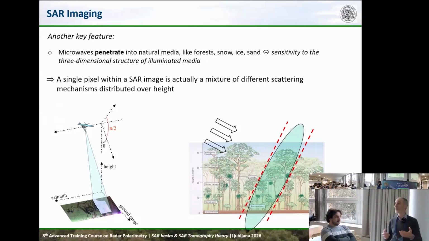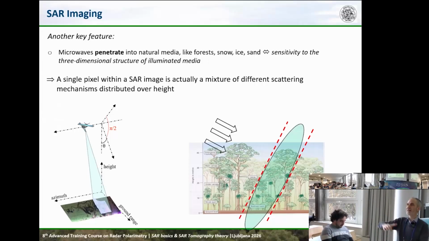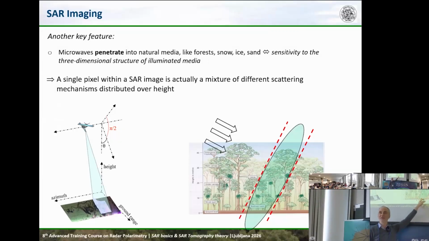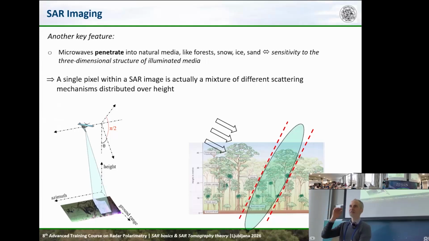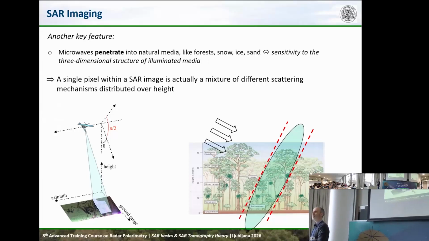And this means that in a forest, for example, when you see a pixel within a SAR image acquired over a forest, you need to think that this pixel feels the effect of any target, of any object within this region of space, so that it is a mixture of the terrain, of bushes, of trunks, of the mid canopy, of the top canopy. Everything is, let's say, mixed.